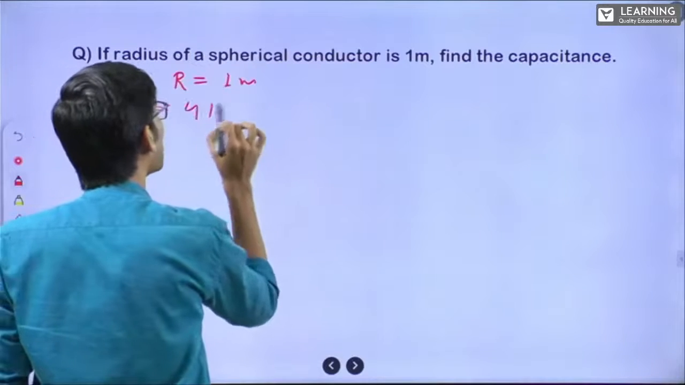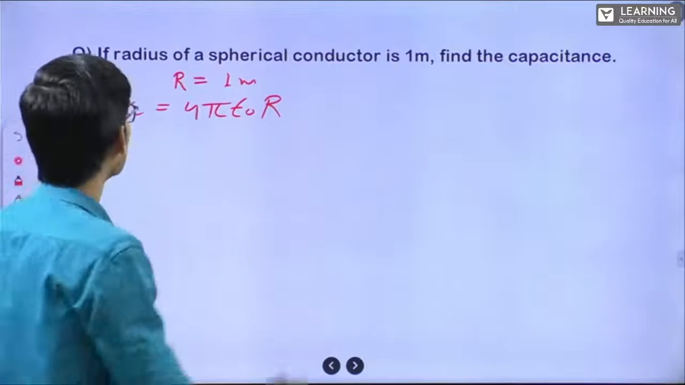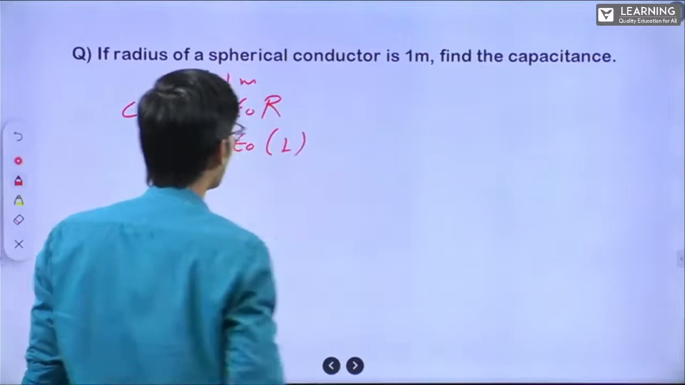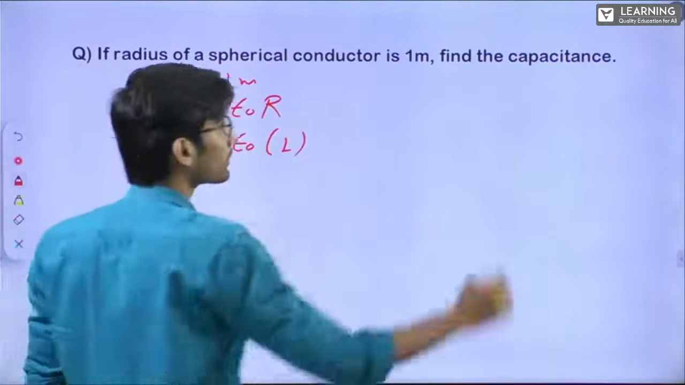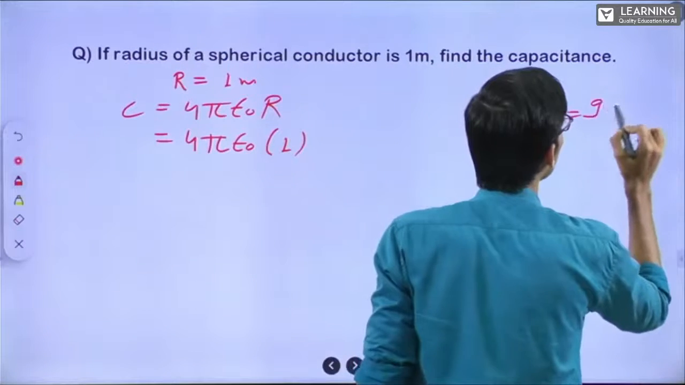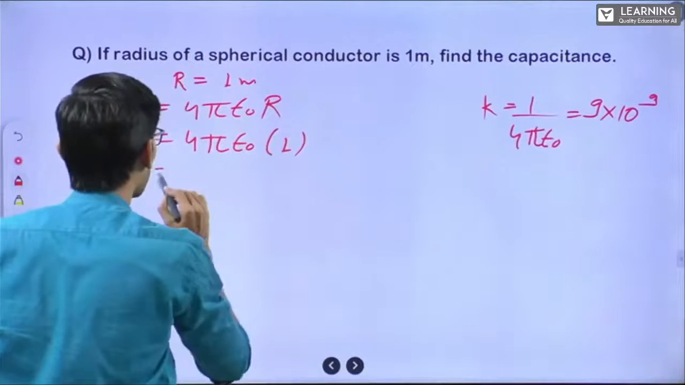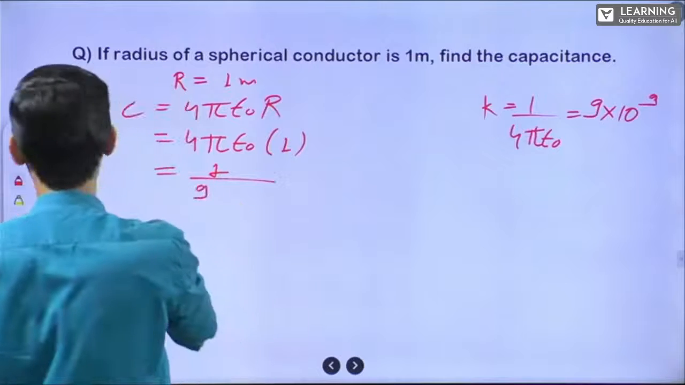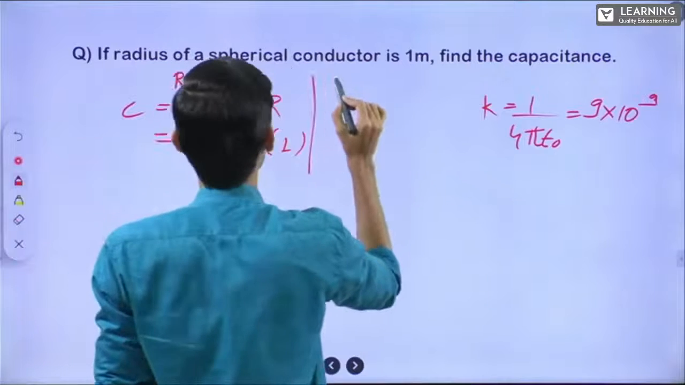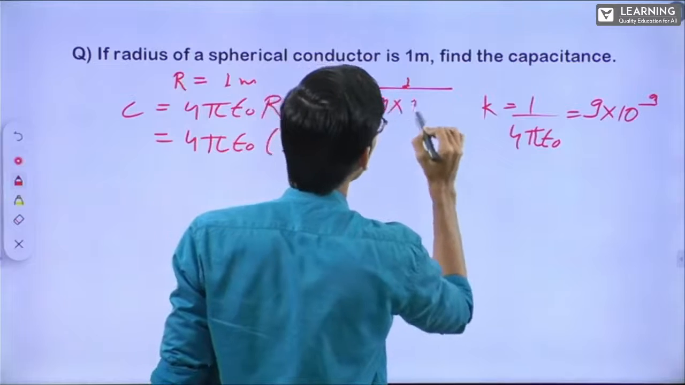Capacitance is equal to 4 pi epsilon naught R for a spherical conductor. So that means 4 pi epsilon naught times 1. What is 4 pi epsilon naught? K is equal to 1 upon 4 pi epsilon naught, and that is equal to 9 into 10 power 9, correct? So 4 pi epsilon naught will be 1 upon 9 into 10 power 9. I'll write this side because below one more question is there. So from here, C is equal to 1 upon 9 into 10 power 9.